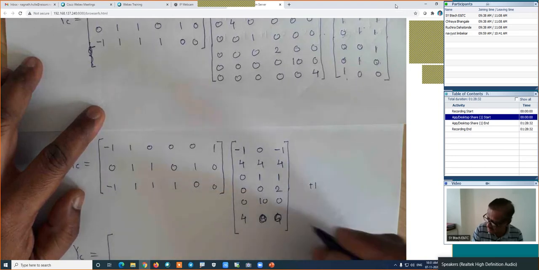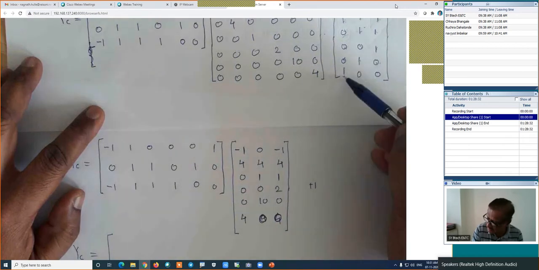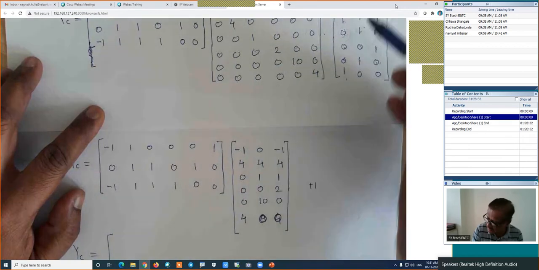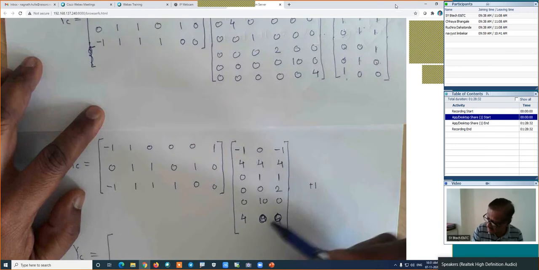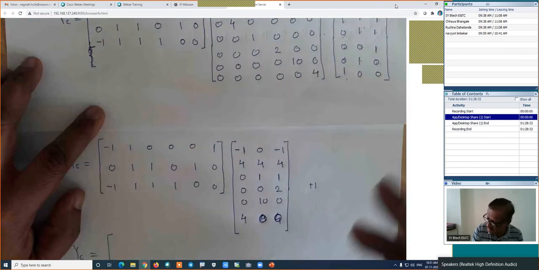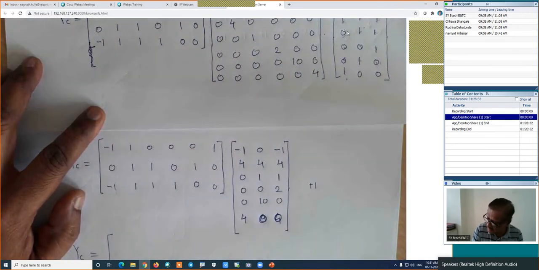Is it right? Because this 4 into 0, this will be 4. This column and this row and this column will be 0. And again this row and this column, that will be 0. Absolutely fine. Bilkul sahi. Is it right?